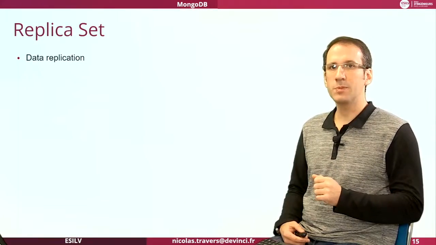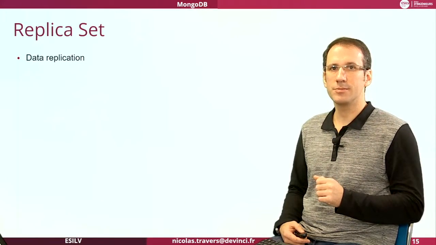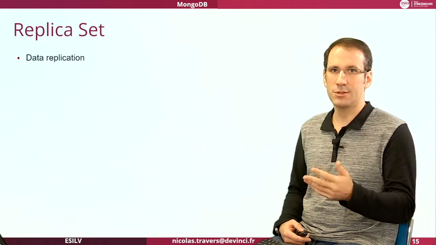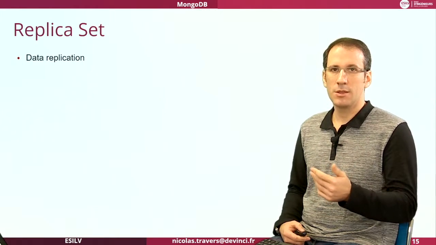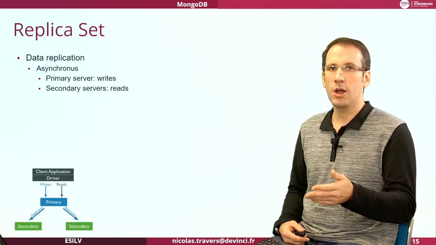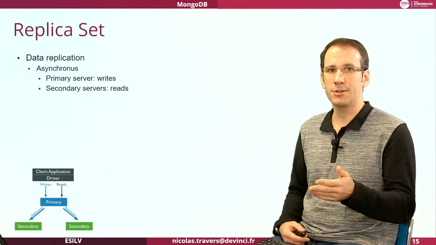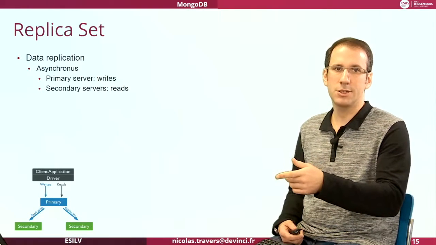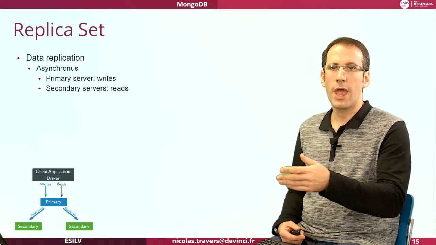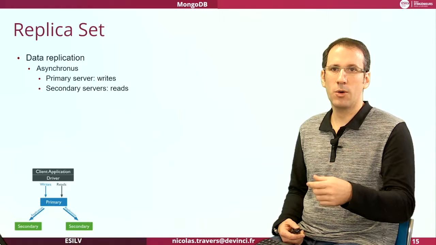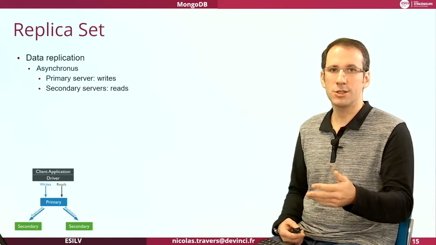We'll now speak about data replication. Our documents are spread in the cluster and some servers can be down. So for this, MongoDB proposes an architecture with clients and servers. So we have primary servers and secondary servers. Every write is done on the primary and all the reads can be done on secondary.